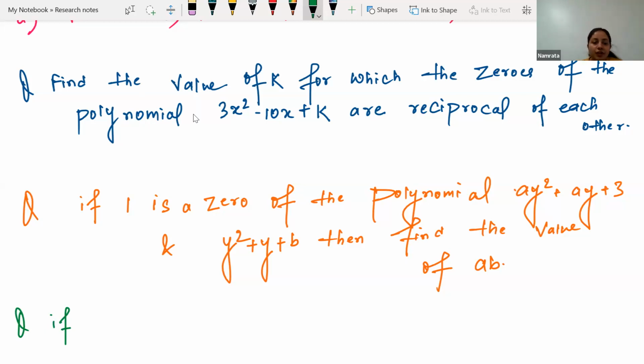So here we have: find the value of k for which the zeros of the polynomial are reciprocal of each other. We know there are two zeros since it's a quadratic polynomial. Alpha and beta we take as the zeros. Now the zeros are reciprocal, so if one of the zeros is alpha, the other zero we can take as 1/alpha. Just a second.